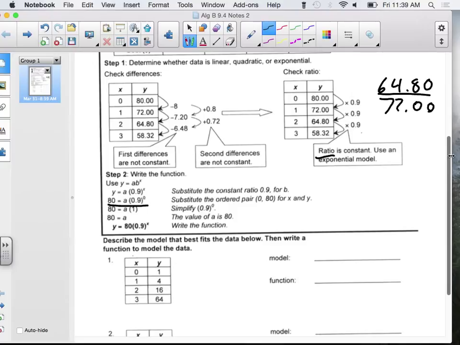So what's 0.9 to the 0 power? 1, because anything to the 0 power is 1, right? So a times 1 is a. So a equals 80. So far we got our b value right away, then we solved for a. So once we have our two variables a and b, we can rewrite our function.